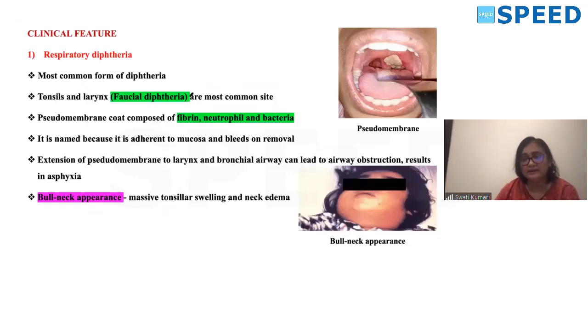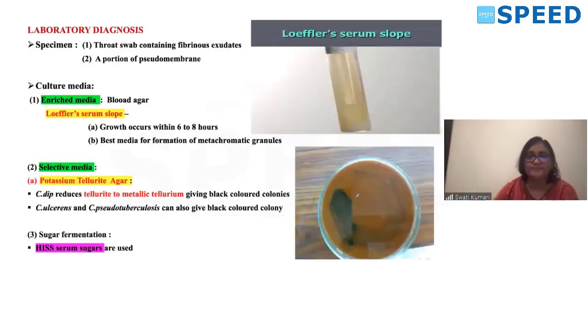So faucial diphtheria, this is your pseudomembrane formation. You can see the pseudomembrane is nothing but fibrin, neutrophils and bacteria together forming the pseudomembrane, which can be sent for culture purposes. Or you see a bull neck appearance because of tonsillar swelling and neck edema.